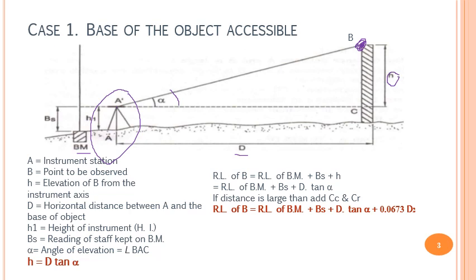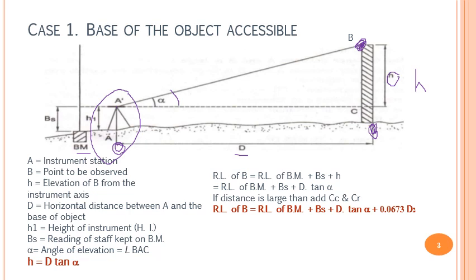H is equal to the elevation of B from the instrument axis. D is equal to the horizontal distance between A and the base of the object. We consider the base of the object, and we measure the distance from the instrument station. H1 is equal to the height of the instrument, HI. Then BS is equal to the reading of the staff kept on the benchmark. This is the backsight reading, BS.